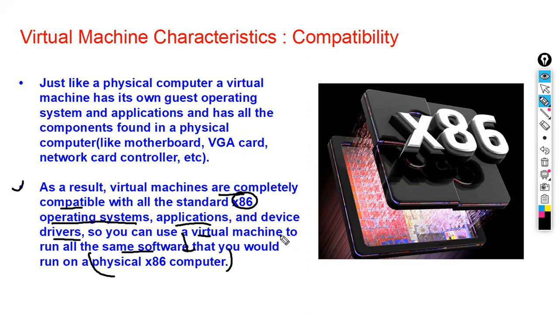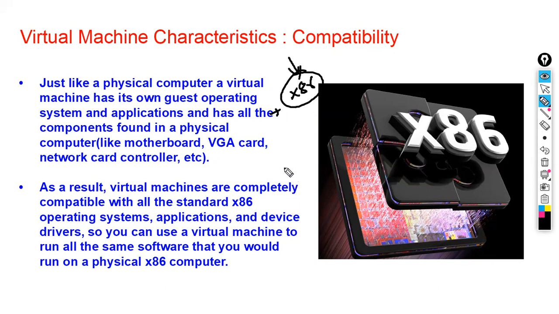So you can use virtual machine to run all the same software that you would run on the physical x86 computer. So guys, what does it mean here? These virtual machines are compatible with x86 architecture. It is similar to physical machine. We can run the softwares on x86 architecture on physical machines, so we can run the same softwares on the virtual machines as well. This is the meaning of compatibility. It is compatible with any physical machine that supports x86 architecture.